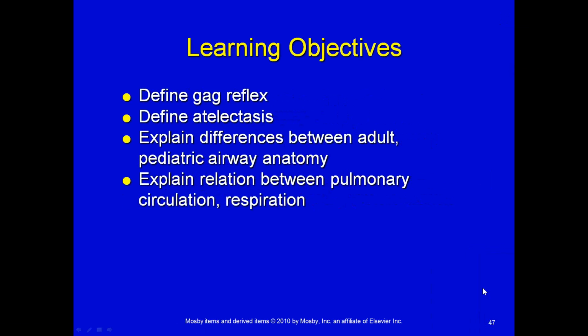The non-rebreather, of course, the advantages of a non-rebreather are that that's the highest percent of concentration that you're going to get in an oxygen delivery device for spontaneously breathing patients, because if fitted properly, the person only gets the air that's being delivered.